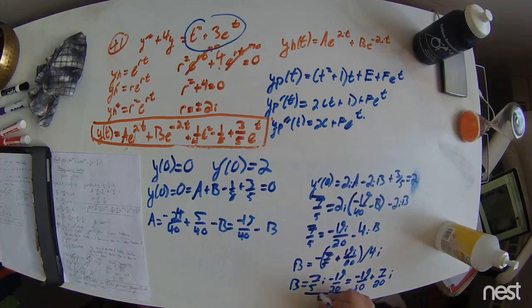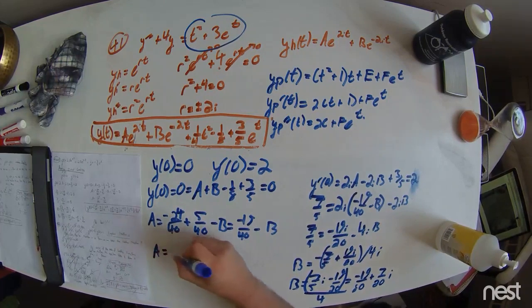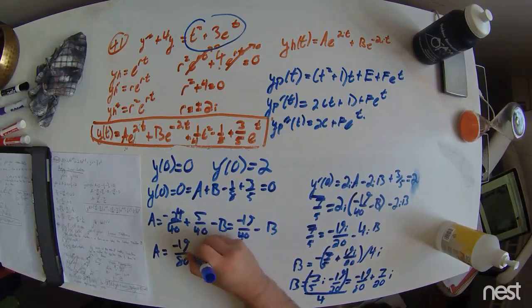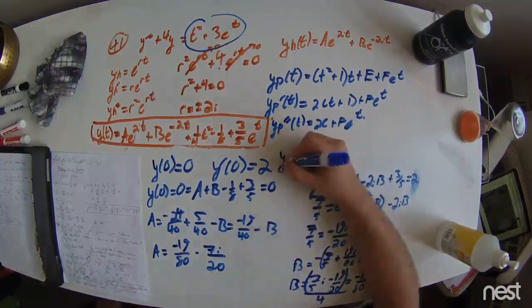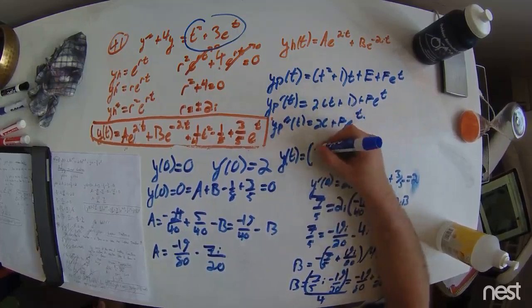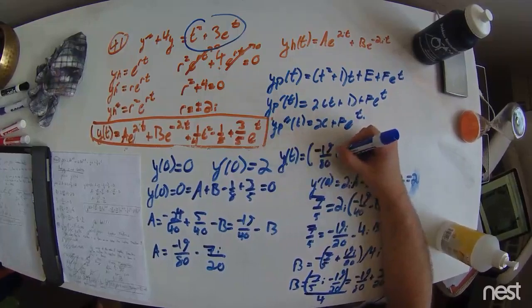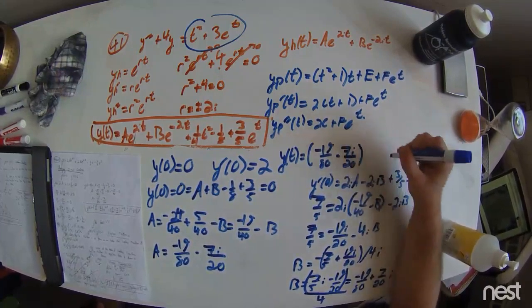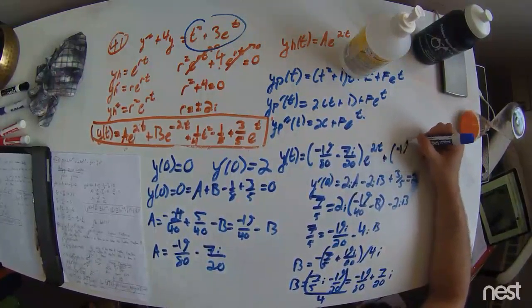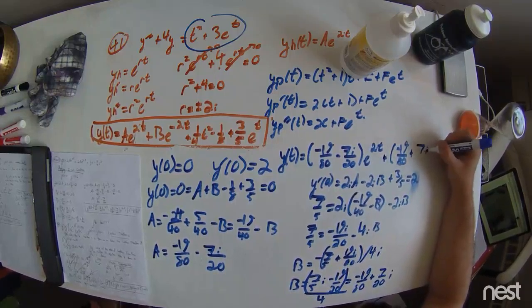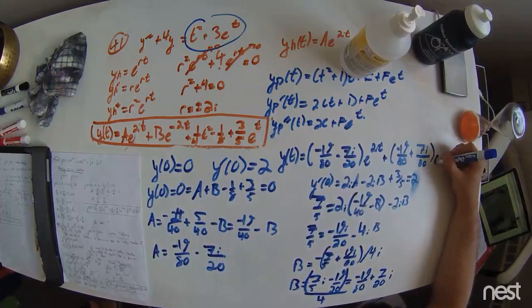I'm sorry, I made an error by 4 right here. Plugging this in, we get a is equal to minus 19/80 minus 7i over 20. Now we have all the constants in order to rewrite the expression in terms of things that we know, in order to definitively define y of t. Y of t equals our expression for a, which was minus 19/80 minus 7i over 20, times e to the 2it, plus minus 19/80 plus 7i over 20 times e to the minus 2it.